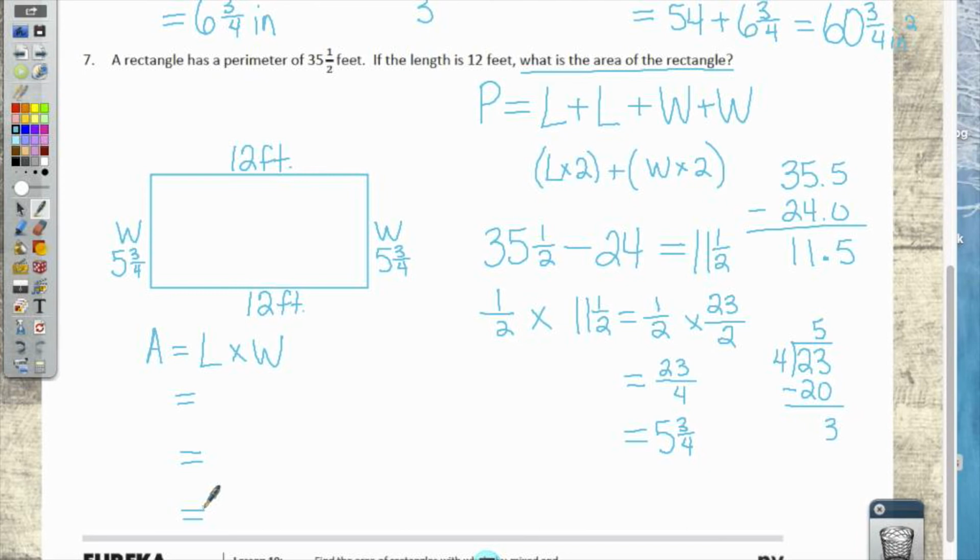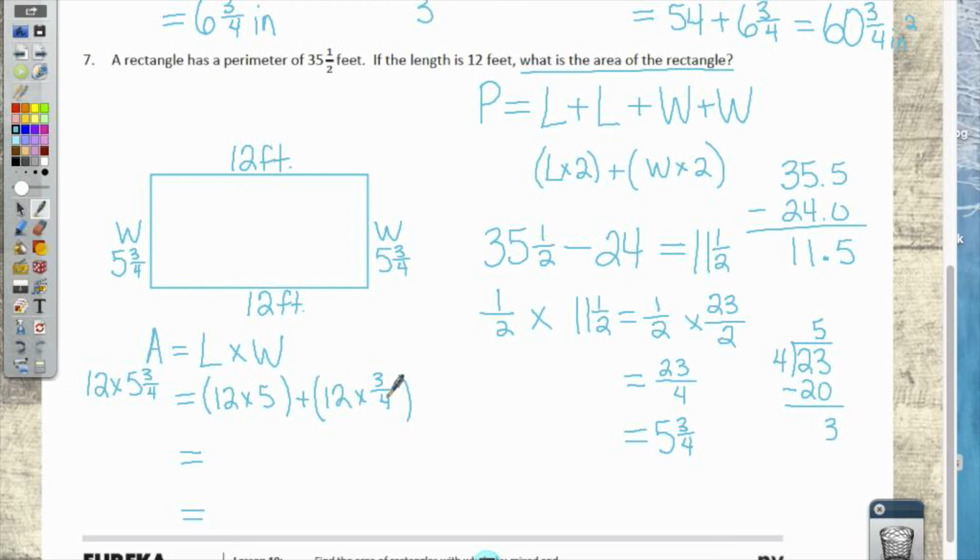Okay, so let's get a problem written down first, okay? So I'm going to do 12 times 5 and 3/4. You agree, kids? Okay, because that's my length times my width. Now, Lexi's saying, okay, you're going to split it apart into 2 multiplication problems. So it's going to be 12 times 5, right? And then 12 times, what's my fraction? So 12 times 3/4. Okay, write that down.